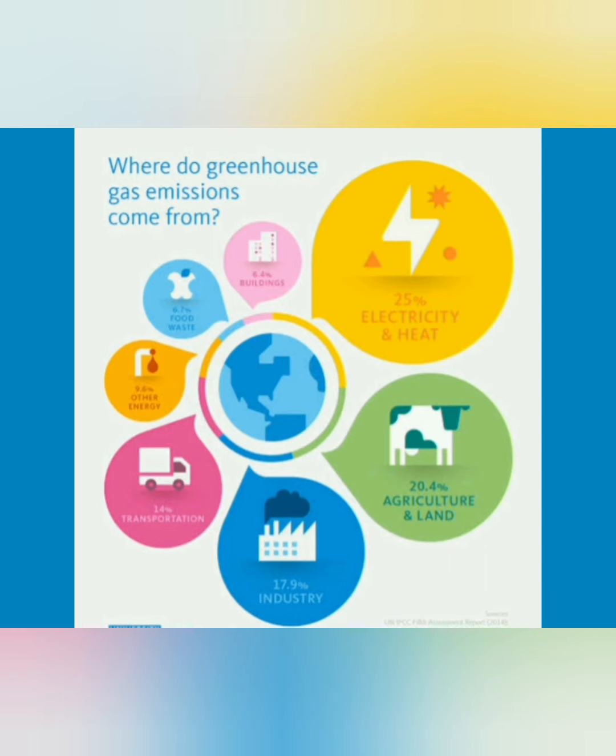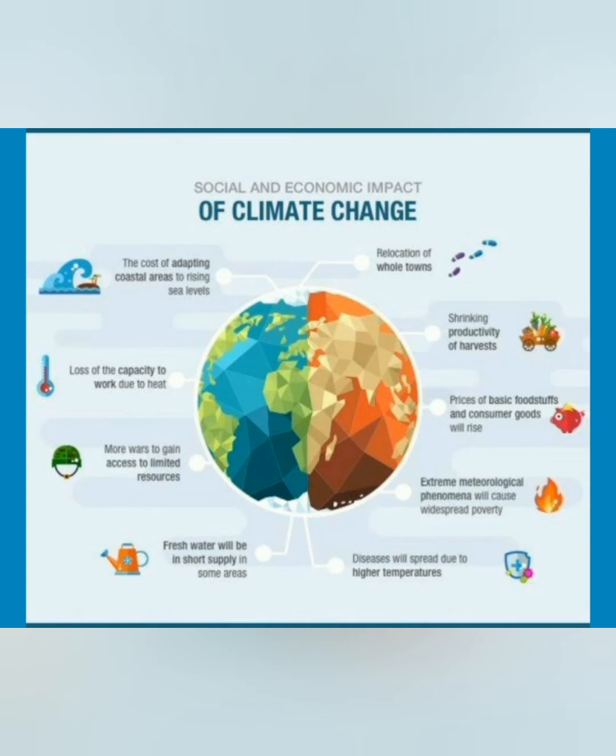As you can see in the image, the percentage of different causes are: 25% is due to electricity and heat, 20.4% agriculture and land, 17.9% industry, 14% transportation, 19.6% other energy, 6.7% food waste, and 6.4% due to buildings.